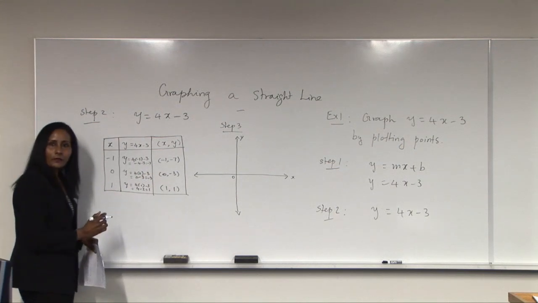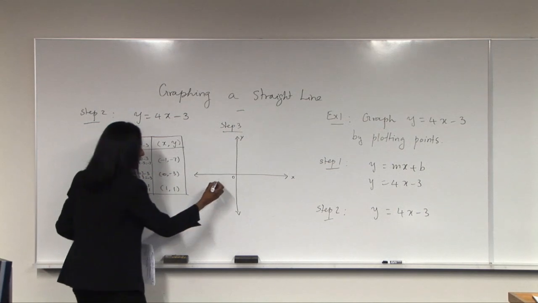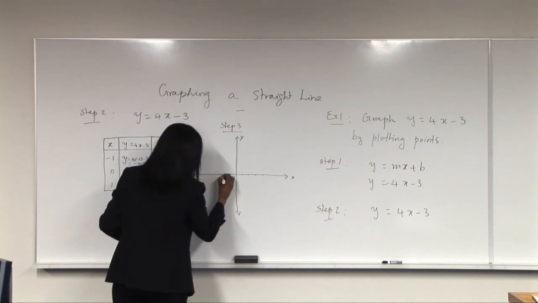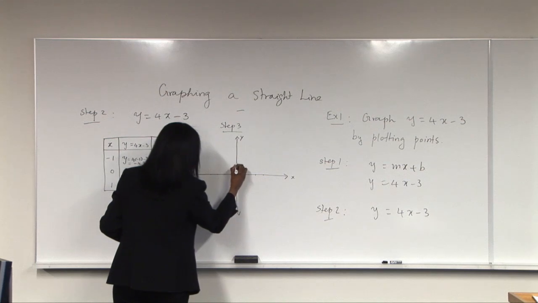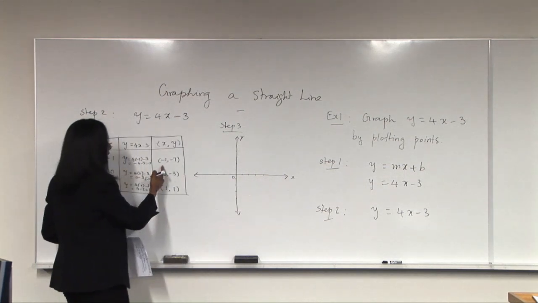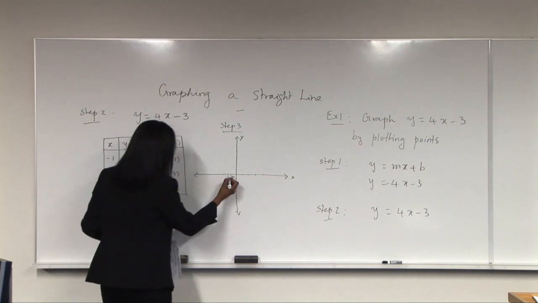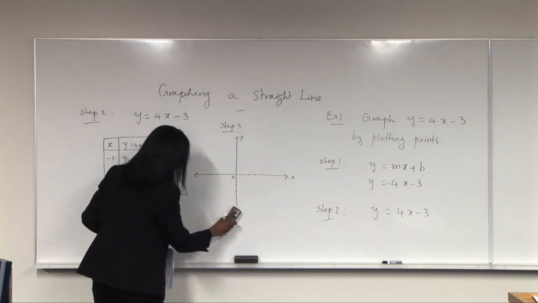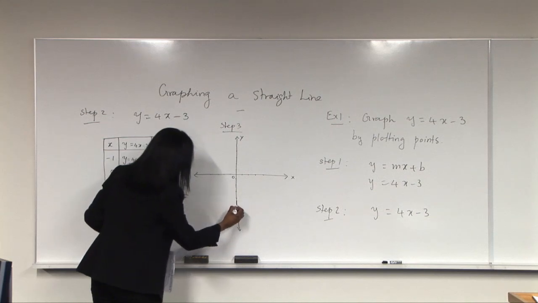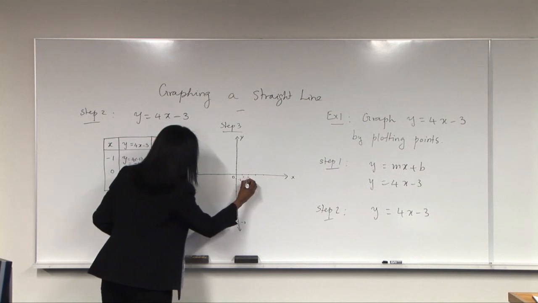So we have 3 ordered pairs, and I'm going to graph these ones first. So -1, -7. So let me do the scaling here. You have to be very careful when you plot points. So -1, -7, x -1, y -7. So let's see. 1, 2, 3, 4, 5, 6, 7. This is -7. It starts from -1.